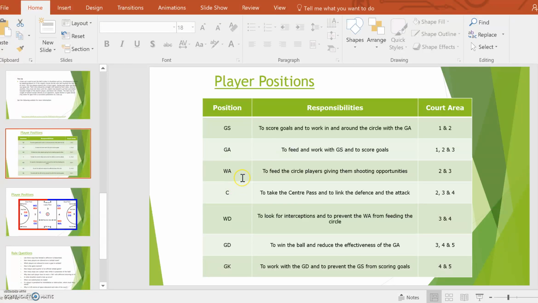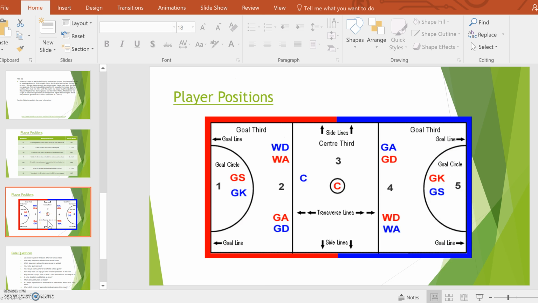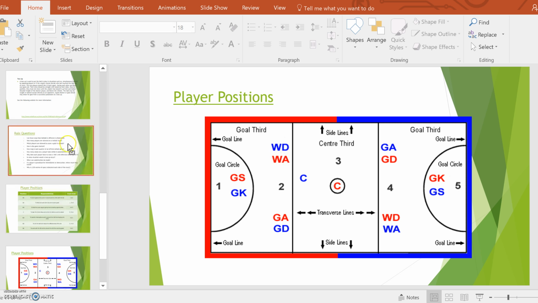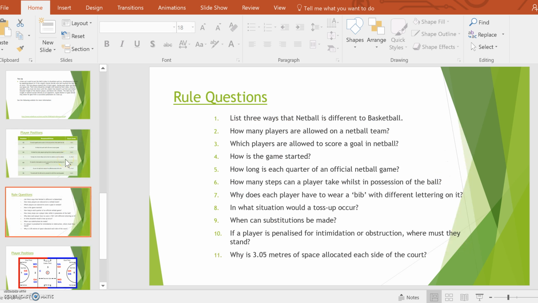Then we've got wing attack, and wing attack is the key playmaker of the netball court, and their job is to create as many goal scoring chances as possible by passing the ball to the shooters. They can access court area 2 and 3. So looking at the grid here, 2 and 3, and we're still looking at this red wing attack player.